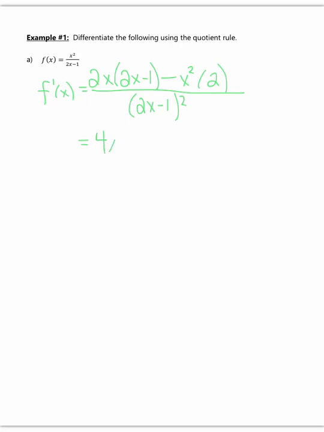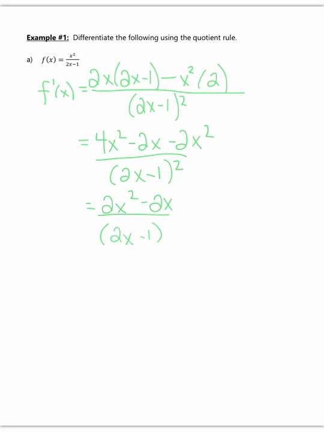Okay, so on the top, we're going to get 4x squared minus 2x minus 2x squared, all over (2x minus 1) squared. Then we're going to get 2x squared minus 2x, all over (2x minus 1) squared. And of course we can now factor the top. I don't think it's going to help us very much, but you always want to do it just to be sure, to make sure it doesn't cancel or simplify further. Plus, now it is in factored form, which we know is nice and useful. Okay, so there's the derivative of the first one.